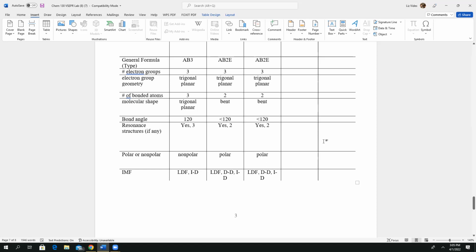There are no hydrogens. So you notice I'm skipping the hydrogen bonding altogether because so far we haven't had any hydrogens. Next one is PF3. This one's a little different. This is an AB3E. Why is it? Okay, that means we have 4. We have tetrahedral here.